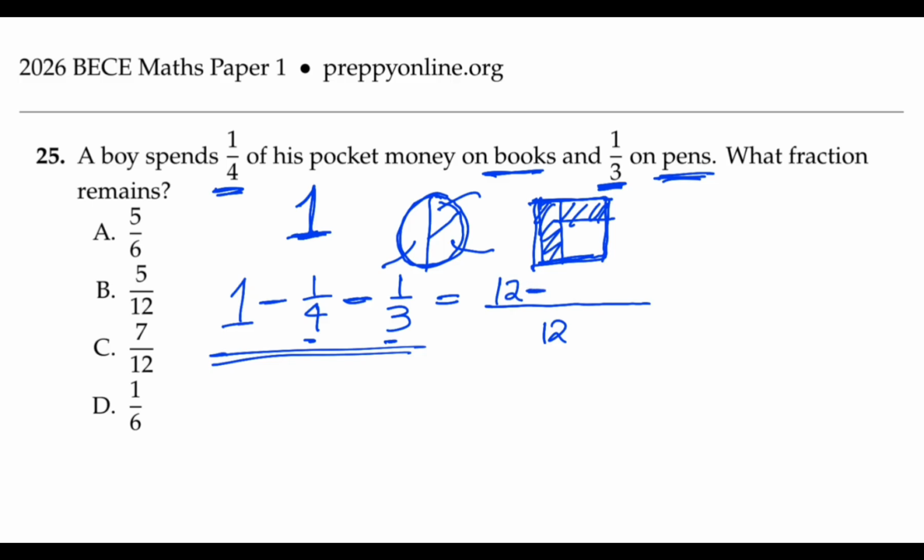Then what do we have for 1/4? Well, 4 divides 12 to give 3. So we multiply that 3 by the 1, and then we get that. So 3 over 12 is equal to 1 over 4. And then 3 divides 12 to give 4. So we multiply the 4 by the 1, and then we get 4. So 4 over 12 is equal to 1 over 3. So you have this 12 minus 3 minus 4 all over 12. 12 minus 3 minus 4 is 5. So 5 over 12. And that is B.